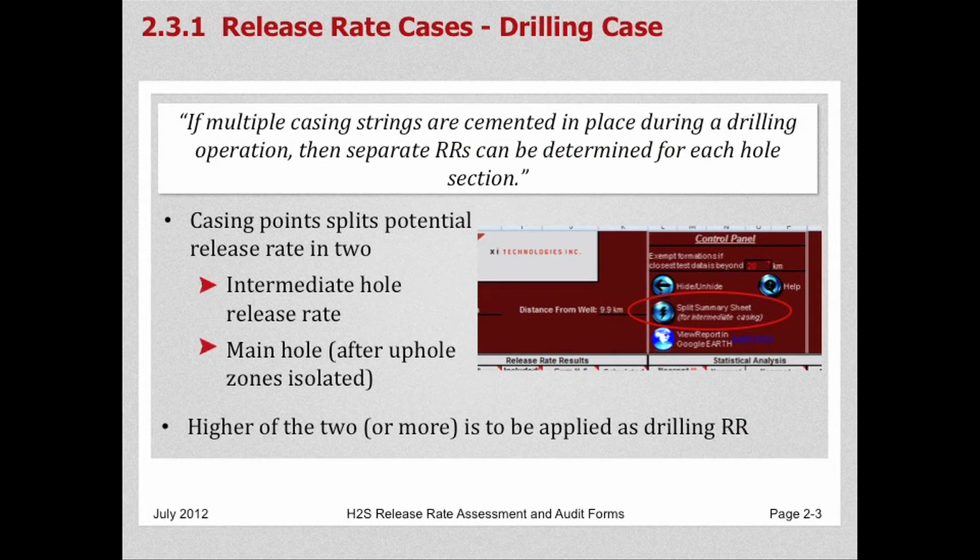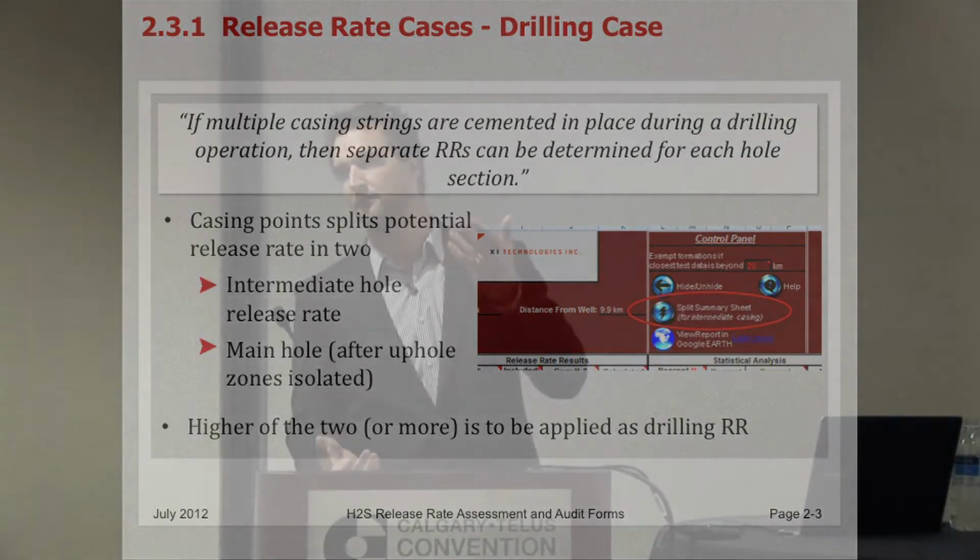So getting into the actual cases more specifically, when we're talking the drilling cases, there's a couple of points that are being made and even mentioned in the process flow diagram. If multiple casing strings are cemented in place during a drilling operation, separate the release rates. So you're doing intermediate casing, you drill down to the Jolly Fou, you set casing, and anything from the Jolly Fou up is now no longer relevant in your release rate. So if you are going to be cutting those two in half, you can, the H2S search will facilitate that with the split summary sheet tool. But just so you do know, if you are setting intermediate casing, that will play a major factor in your H2S release rate assessment.